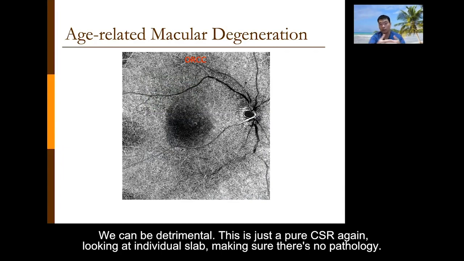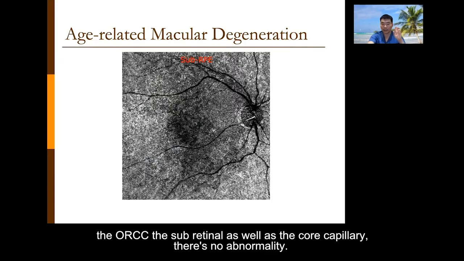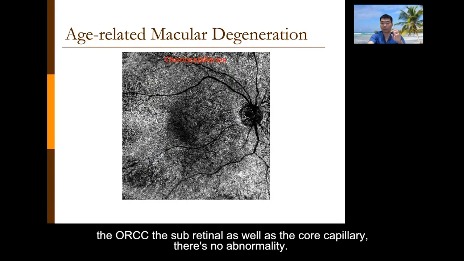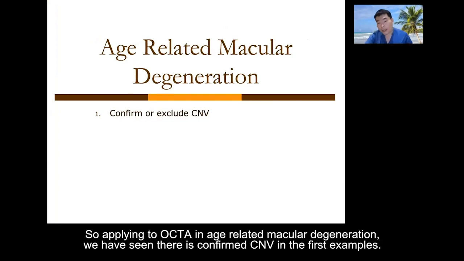Again, looking at the individual slabs, making sure there's no pathology as we have seen in the earlier slides: the ORCC, the subretinal, as well as the chorocapillaris slabs, there's no abnormal choroidal vasculature. So applying the OCTA in age-related macular degeneration, we have confirmed CNV in the first few examples.